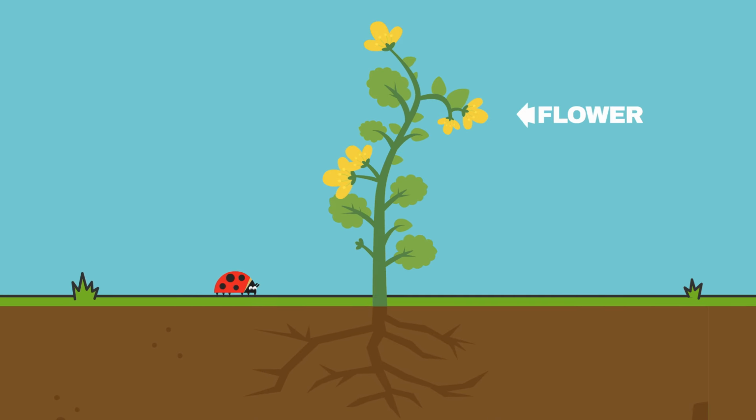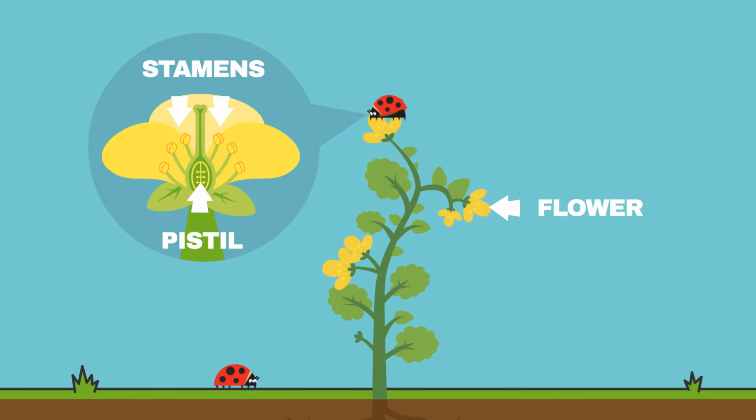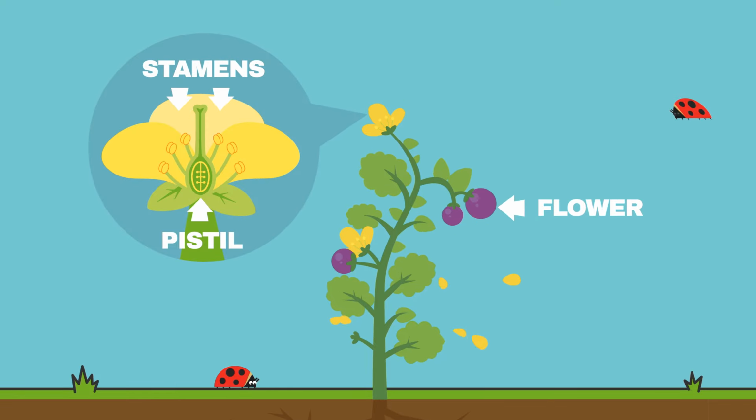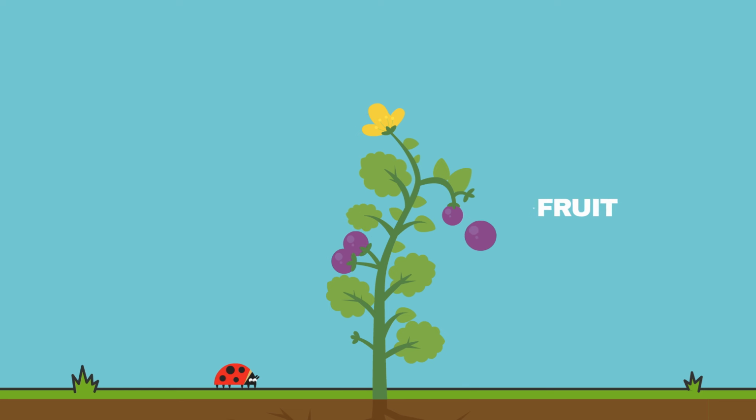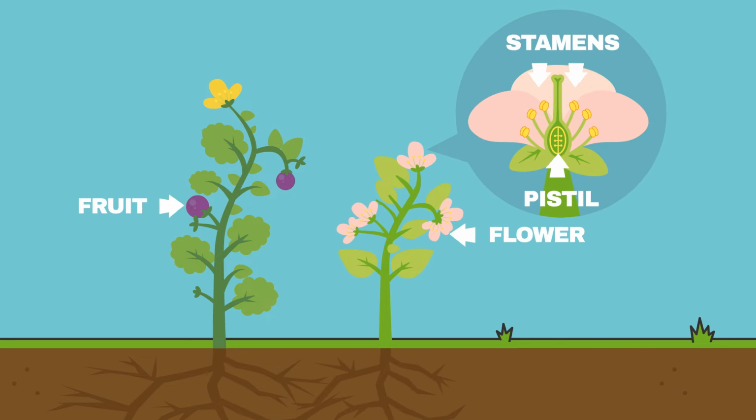Next, flowers can grow. Inside of them, in the center, is a pistil, surrounded by stamens. Everything keeps growing, branches, leaves, and roots, and then sometimes we'll even get some fruit. That fruit has seeds that fall to the ground. That's how plants make more plants. The cycle goes around, round, round, round, round.